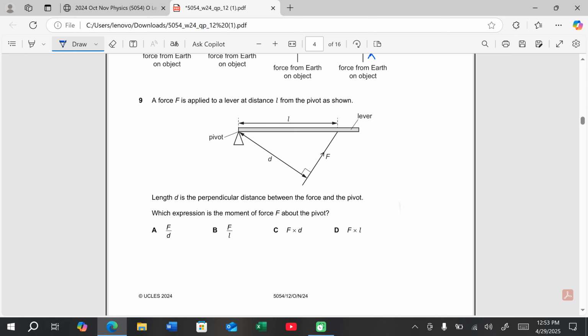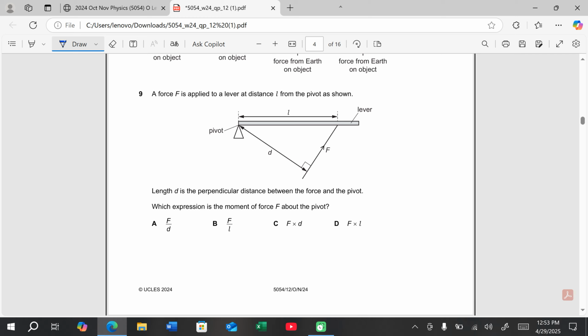Let's move on to question number 9. Question number 9 says a force F is applied to a lever at a distance L from the pivot, as shown. The length D is perpendicular to the distance between the force and the pivot. Which expression is the moment of the force about the P? You need to remember that whenever we talk about moment, it is always force times perpendicular distance. So the force and the distance have to be perpendicular, so we'll not take this L, we'll take this D. So this force and perpendicular distance, the product of these two is the moment.